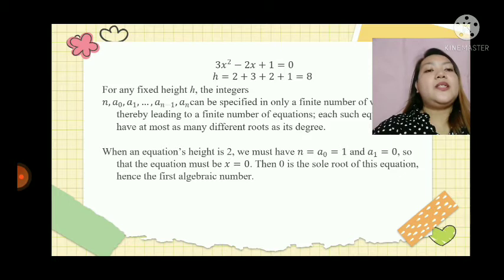When an equation's height is 2, we have n equals 1, a sub 1 equals 1, and a sub 0 equals 0, so the equation must be x equals 0. Then 0 is the sole root of this equation, hence the first algebraic number.